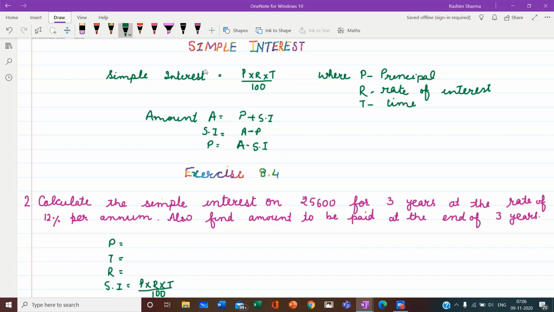Hello students. In today's mathematics class, we are going to start with simple interest. Now, first thing is, what is simple interest?